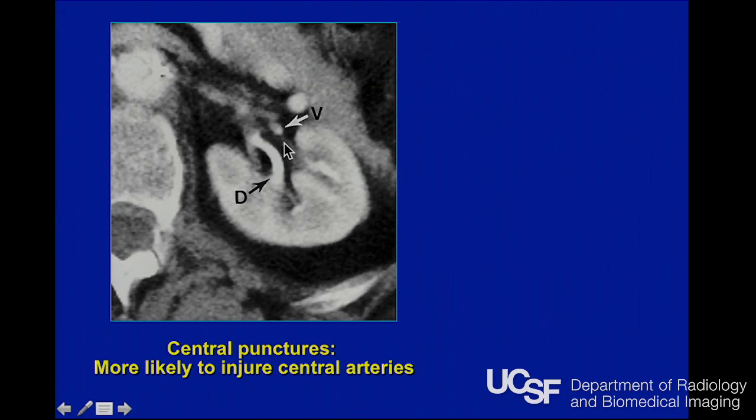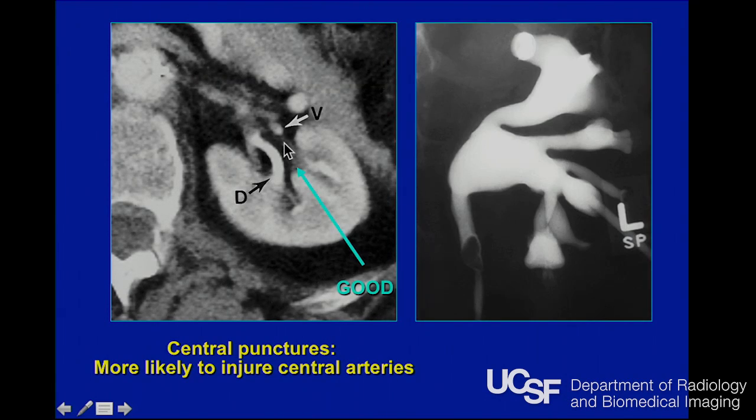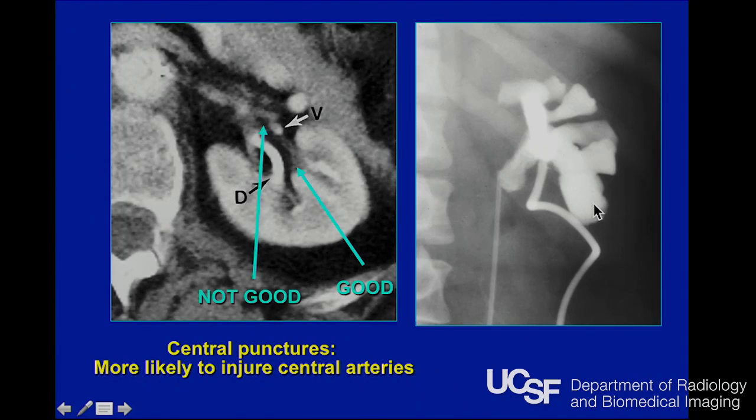And so here again is a slide demonstrating central vessels. That's the area that you want to avoid when puncturing the kidney, and this is a good puncture. And this is not so good, right? So here you see the tube is basically going right into the renal pelvis, not an ideal puncture.